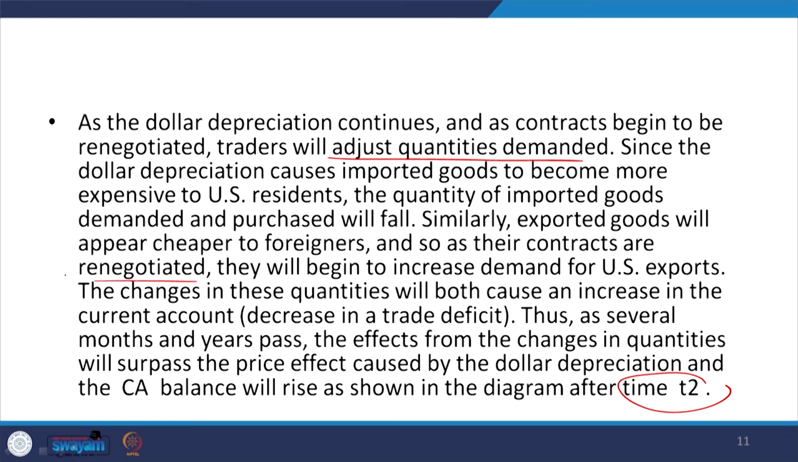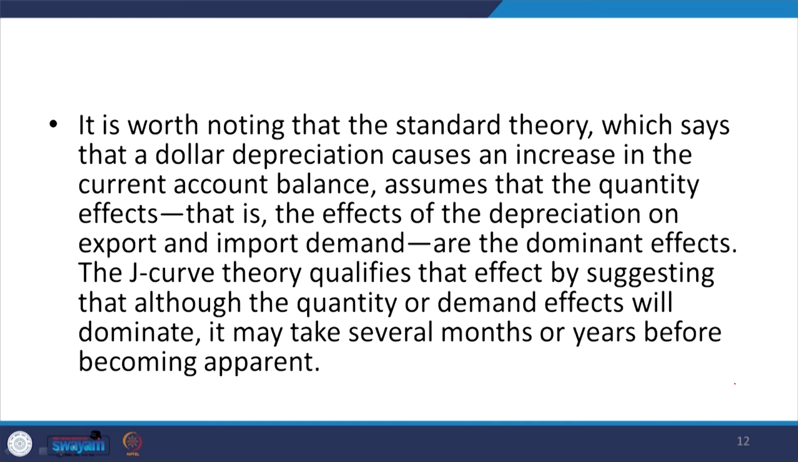Okay. So, I am mentioning everything together in order to highlight how the logic follows and how its implications are connected to the J curve. Therefore, it is worth noting that the standard theory, which says that a dollar depreciation causes an increase in the current account balance, assumes that the quantity effects, that is the effects of depreciation on exports and imports demanded, are the dominant effects as per the standard theory. So, on the quantity effect, they mention that there will be a dominant effect of the quantity. Okay. J curve theory qualifies that effect, suggesting that the quantity or demand effects will dominate, but it may take several months or years before becoming apparent.